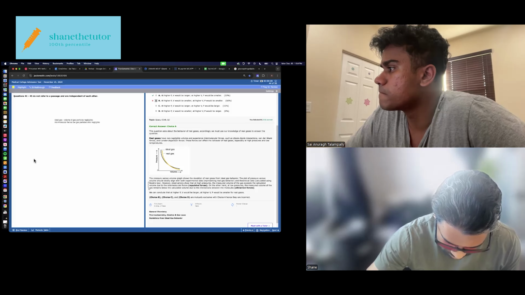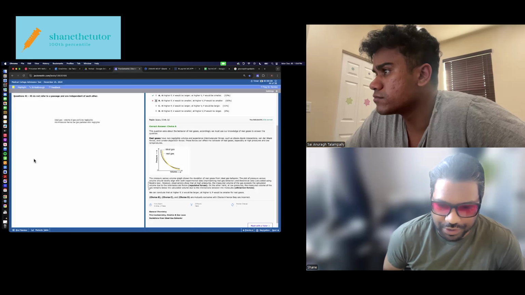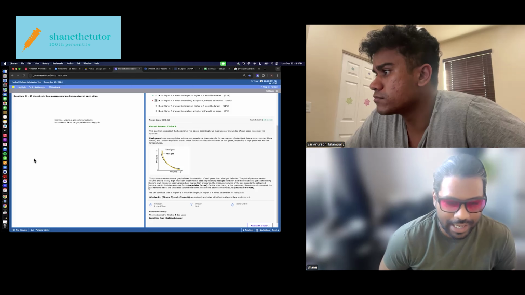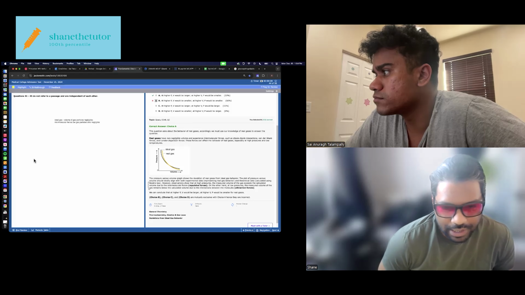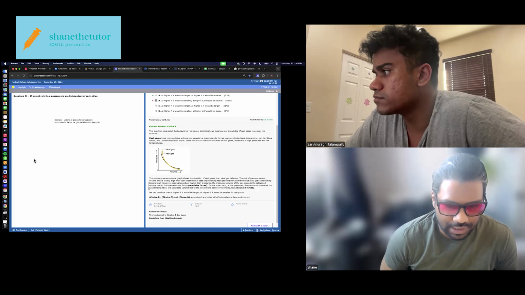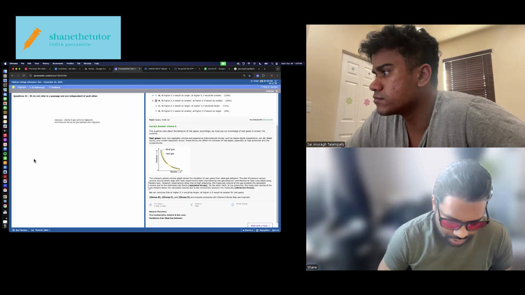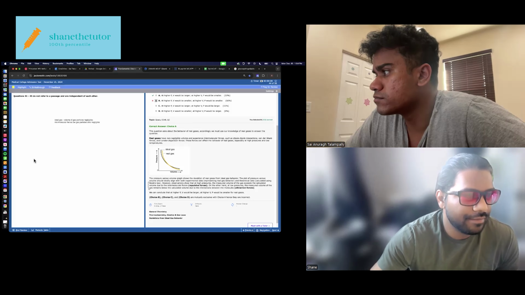Okay, it said that at high pressures, the measured volume of the gas exceeds the calculated volume due to the intermolecular forces. On the other hand, at low pressures, the measured volume of the gas remains below the calculated volume due to the interactions between the molecules.